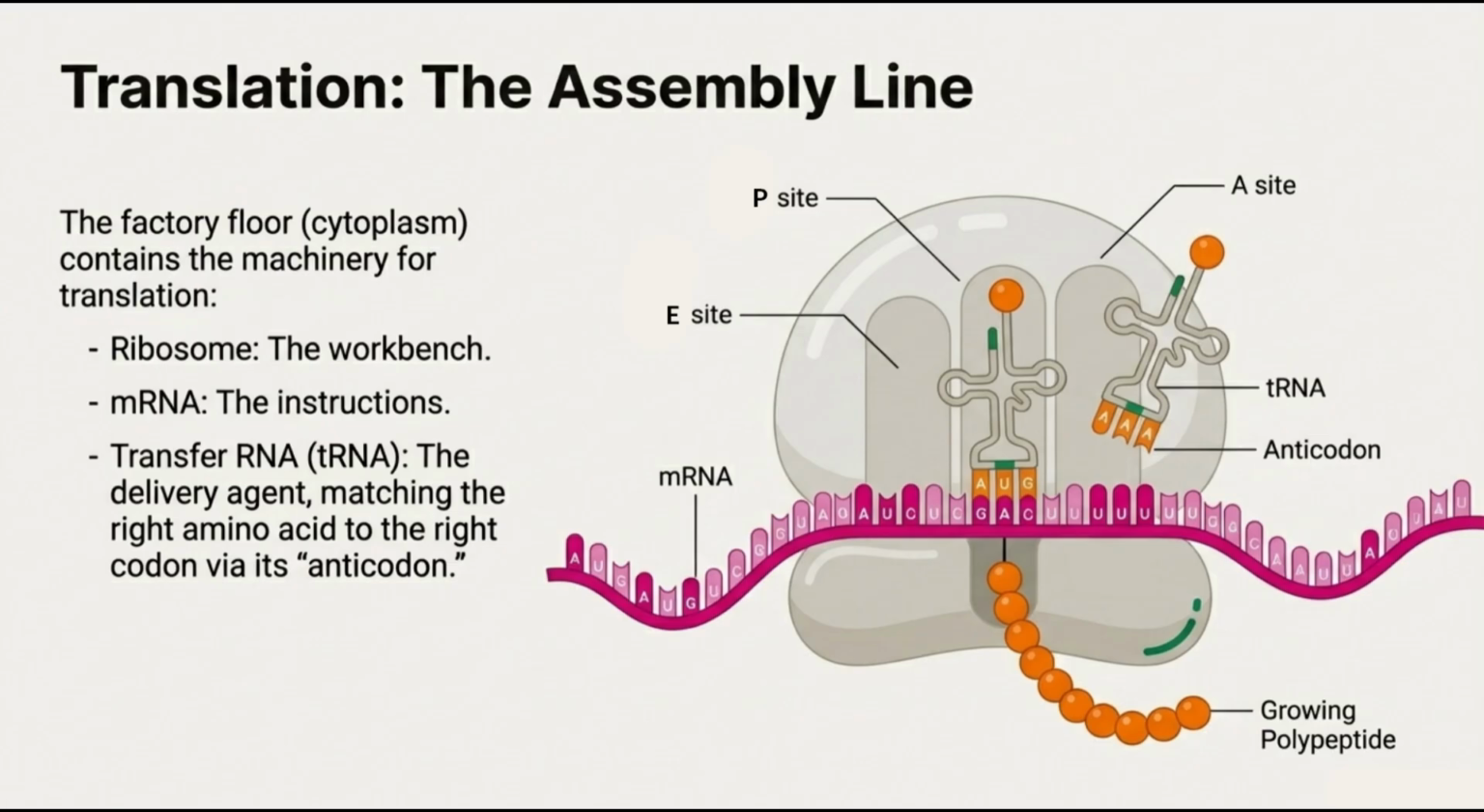The small ribosomal subunit binds to the mRNA, and the first tRNA, which always carries the amino acid methionine, binds to the start codon, AUG, in the P site. Then the large subunit joins the party. Then the real action starts, elongation.